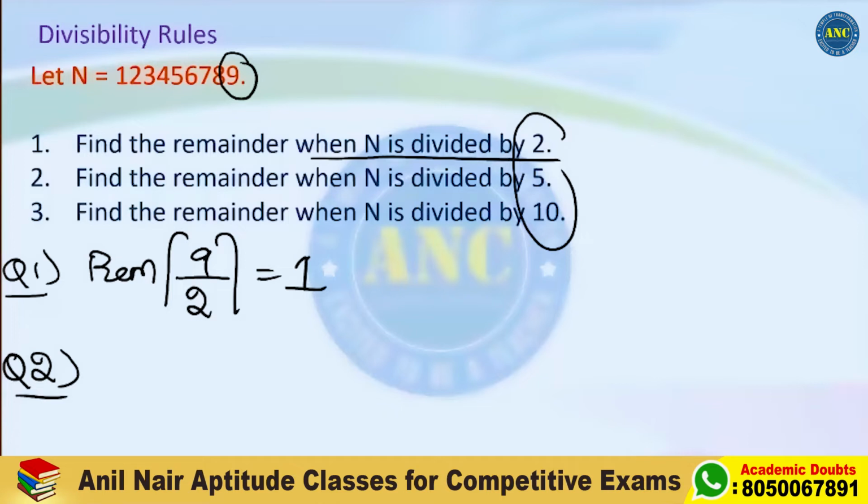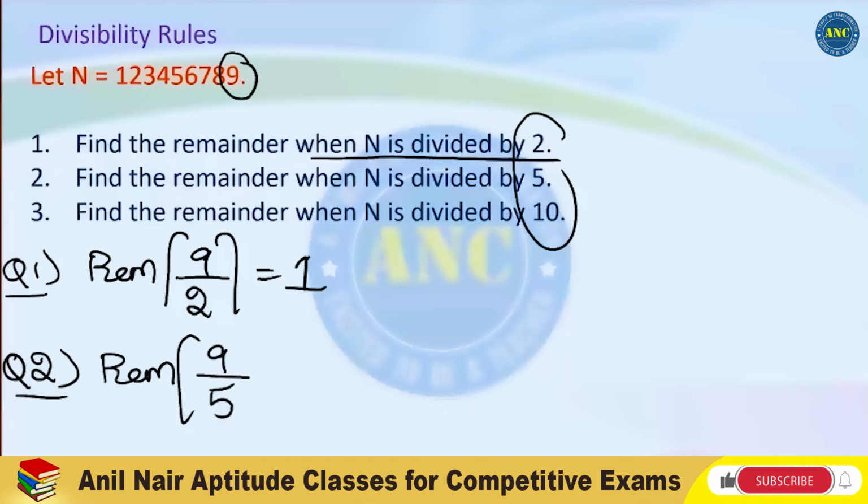Question 2. Find the remainder when a number is divided by 5. When a number is divided by 5, the unit digit should be either 0 or 5. The only focus is on the unit digit. 9 divided by 5: 5 ones are 5, so the remainder is 4. I hope it is clear.